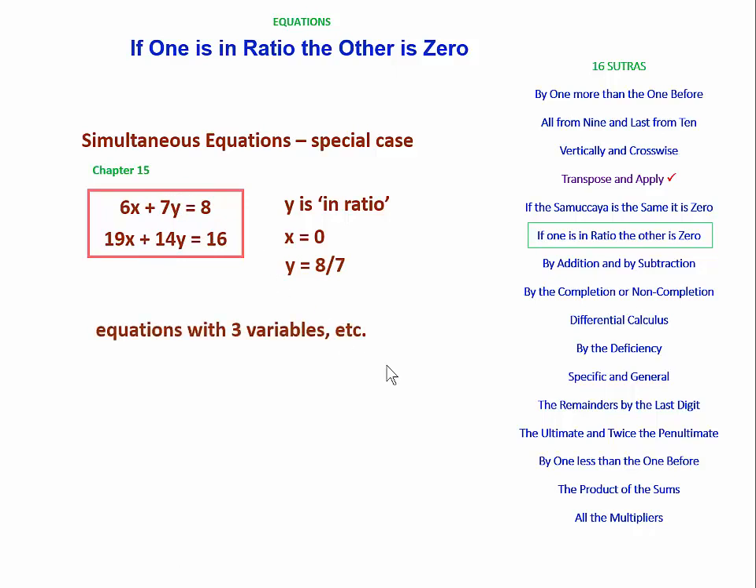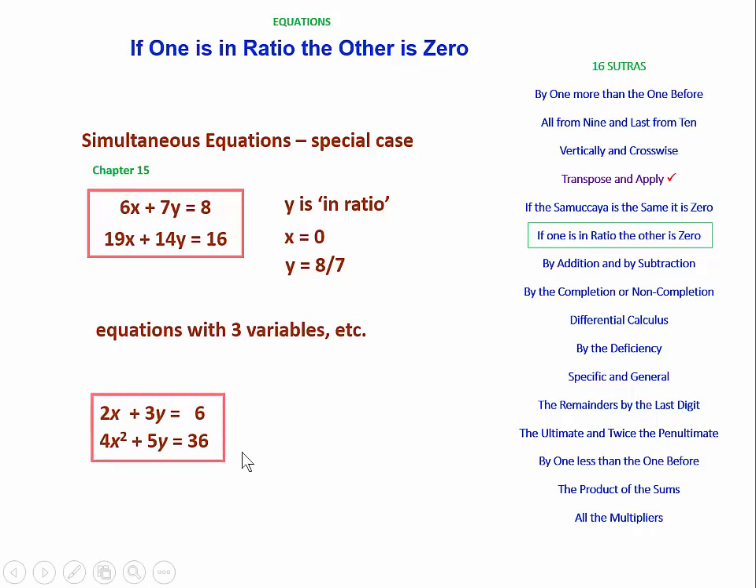This can be applied where we've got three variables, x, y and z say, as well. You can see examples in the Discover Vedic Maths book. And here's another nice illustration too. You might notice here in this pair of equations that the 36 is the square of the 6. And the same applies here, that the 4x squared is the square of the 2x. So the same thing applies. We've got the ratio there, and therefore the other is 0, which means y is 0. And if y is 0, x is 3.